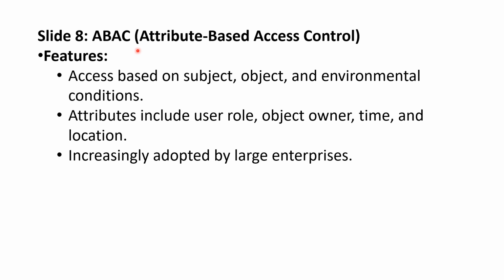ABAC, Attribute-Based Access Control. Features of ABAC: access based on subject, object, and environmental conditions. Attributes include user role, object owner, time, and location. This type of access control measure is increasingly adopted by large enterprises. They can set a particular duration where a particular piece of data can be accessed. It can be at a particular date, at a particular time, by a particular user at a particular location.